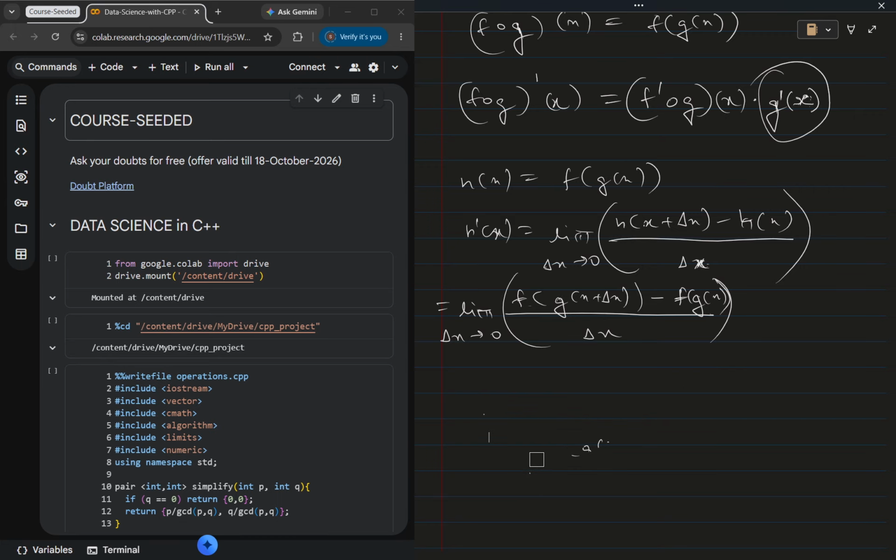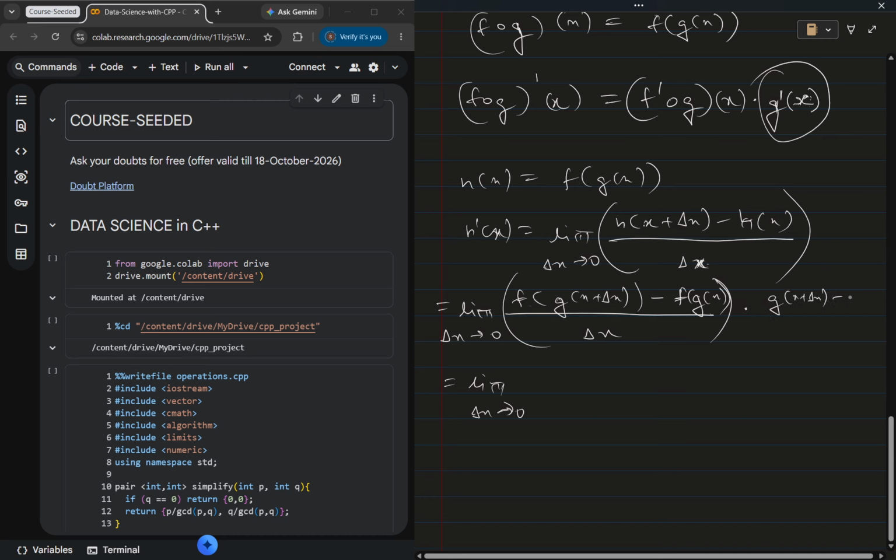So you must be able to solve it now. Let me just write what I've said. Limit of delta x tending to 0. We can obviously multiply both things by 1. And let's say that 1 is your g of x plus delta x minus g of x by g of x plus delta x minus g of x.